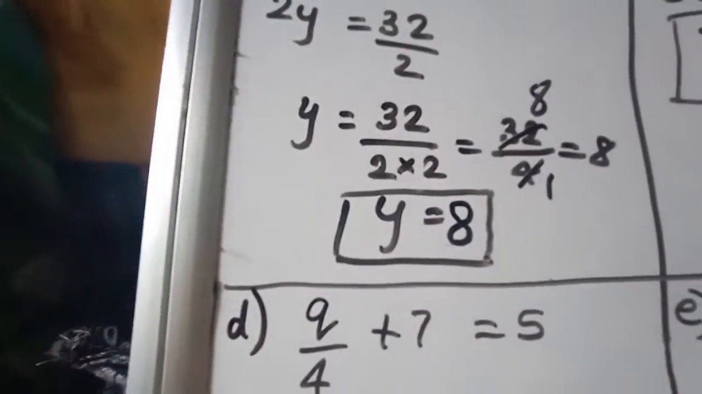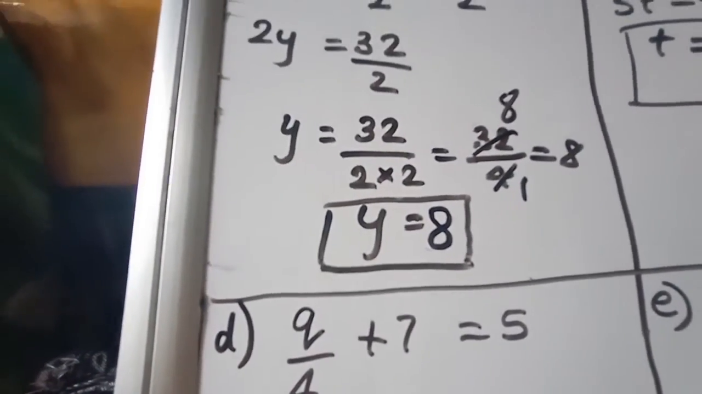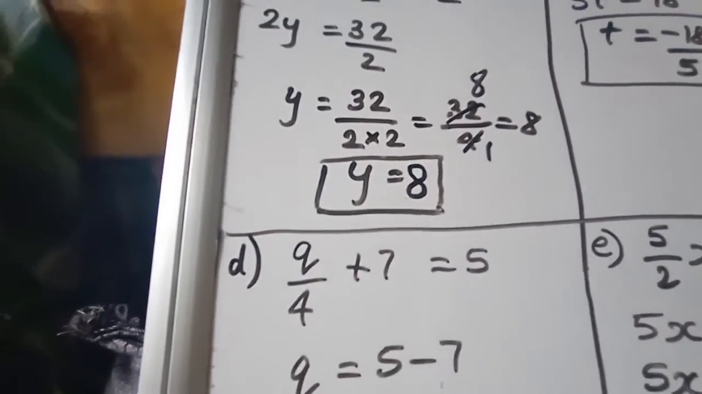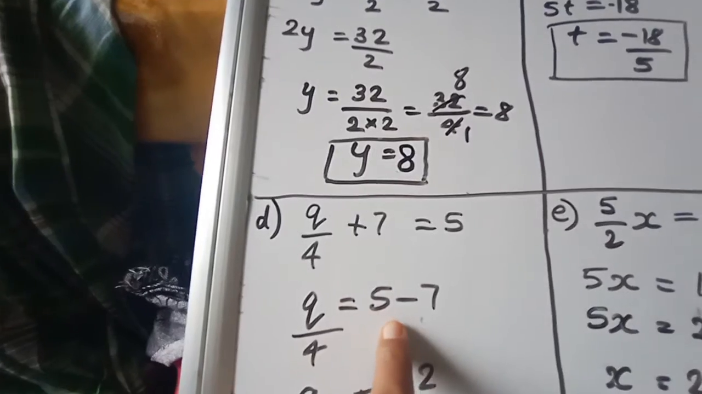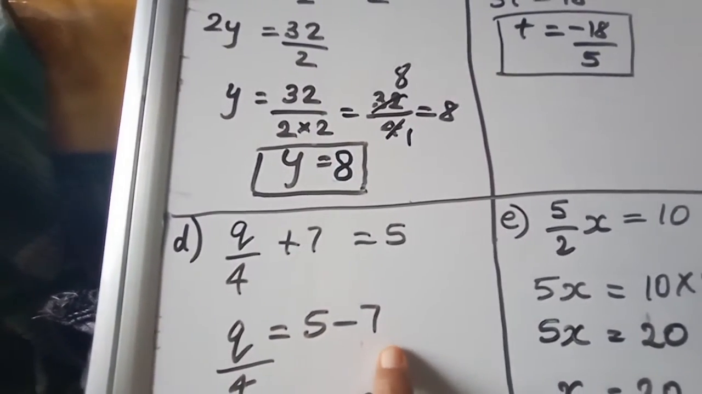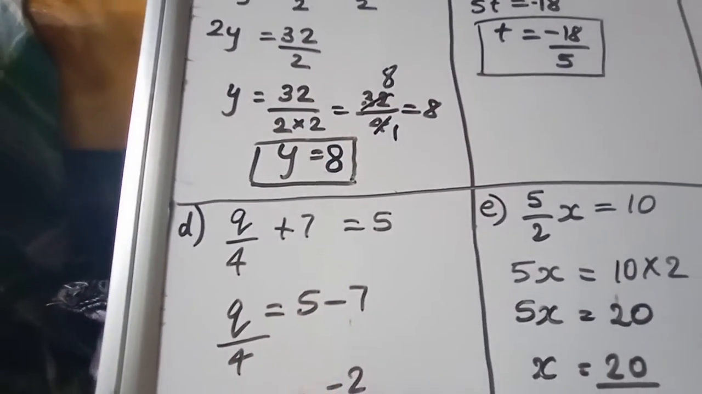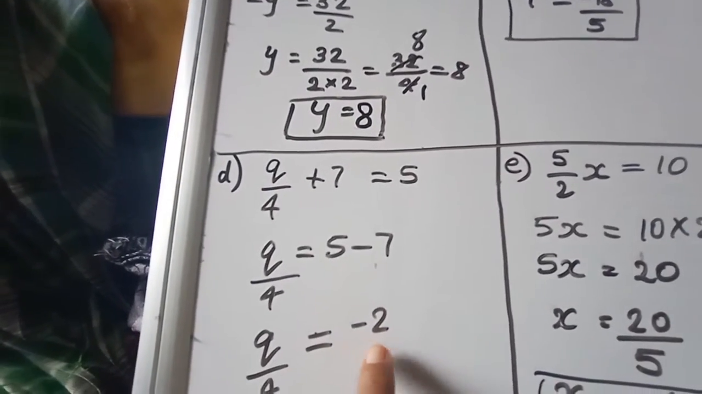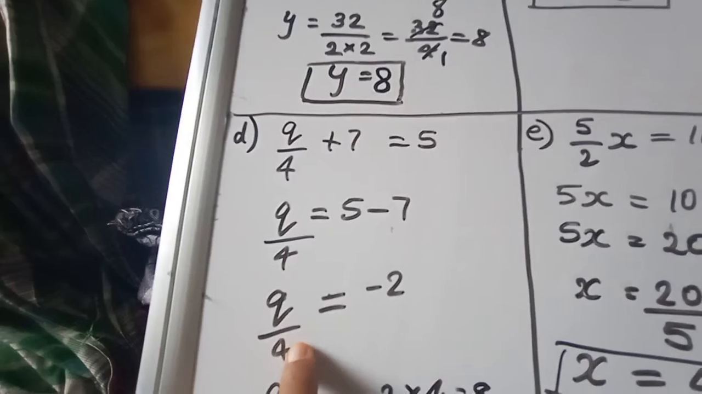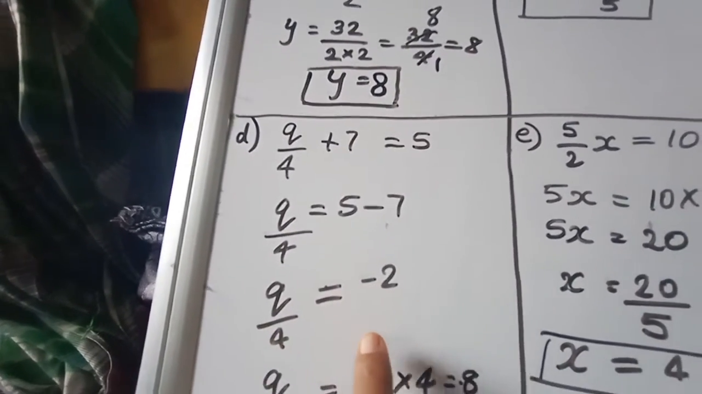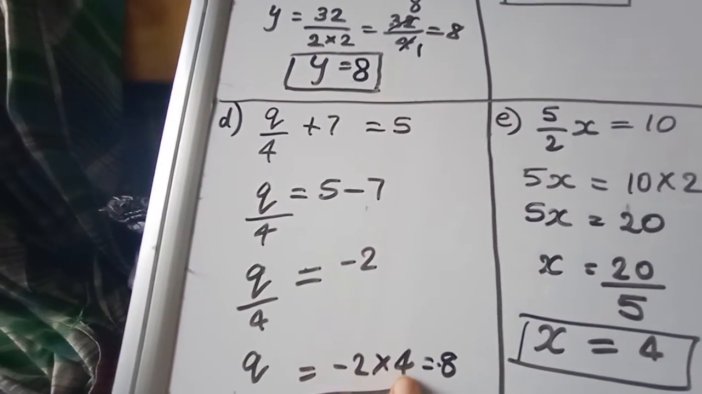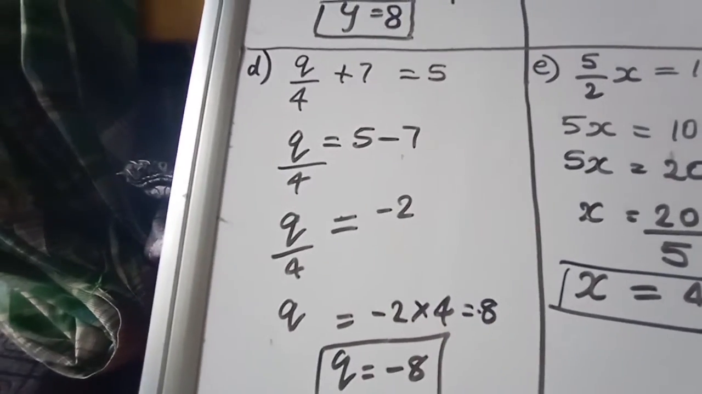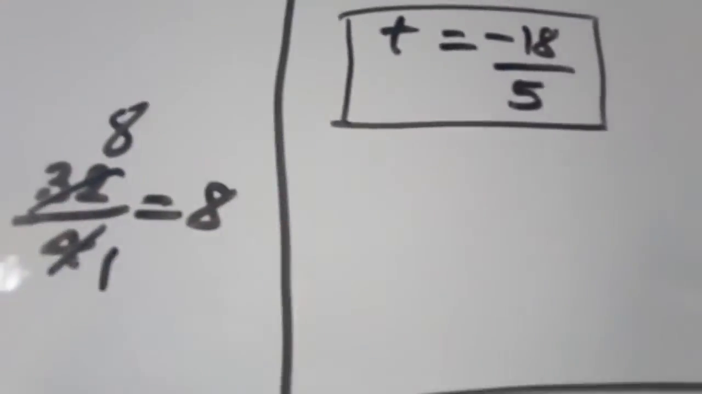Now D question. q by 4 plus 7 is equal to 5. So let us keep q by 4 here. 5 is already here. Minus 7. When opposite signs are there, we have to subtract: minus 2. q by 4 is equal to minus 2. Then I want to shift this 4. It is divide by 4, so it is going to be multiplied. Minus 2 times 4 is equal to minus 8. So q is equal to minus 8.